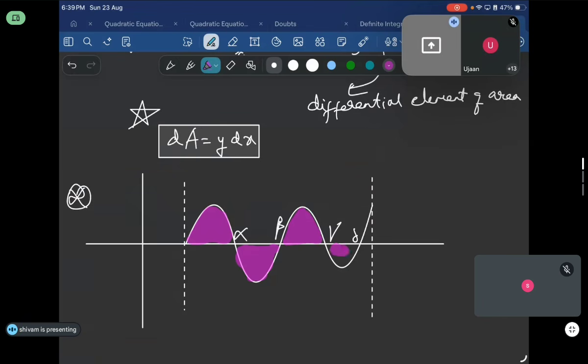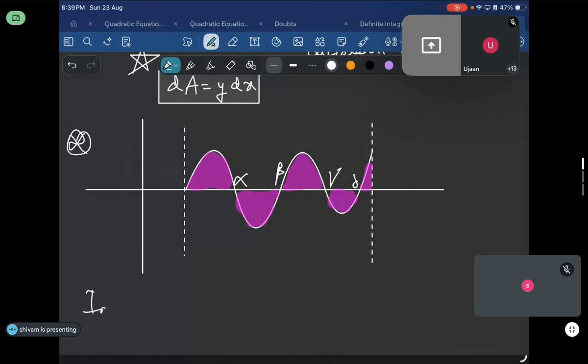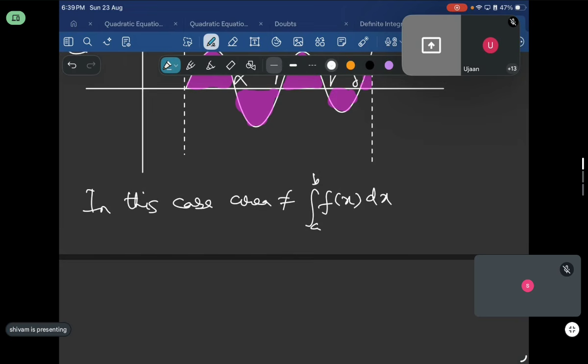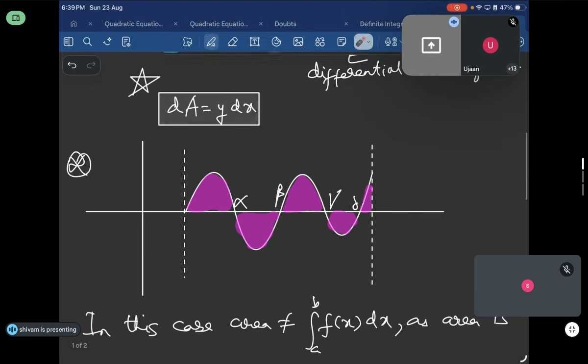You can understand after beta it becomes negative, right? So in this case, area is not equal to integral from a to b f of x dx. As you can understand, area is a positive quantity, and when we are talking about the area below the x-axis, the differential element, I mean dx, is on the negative side.